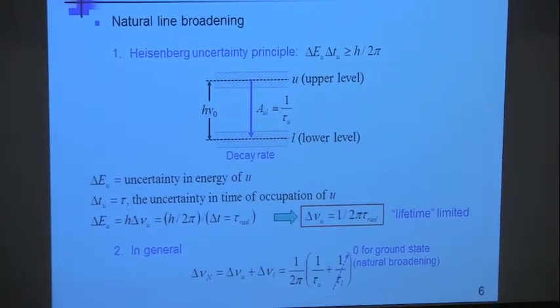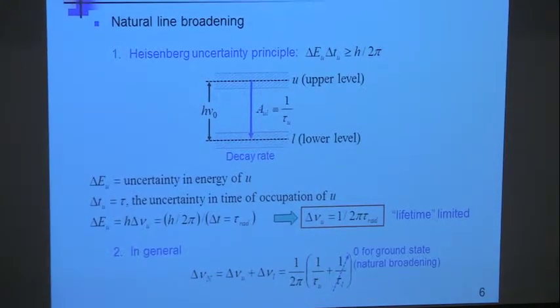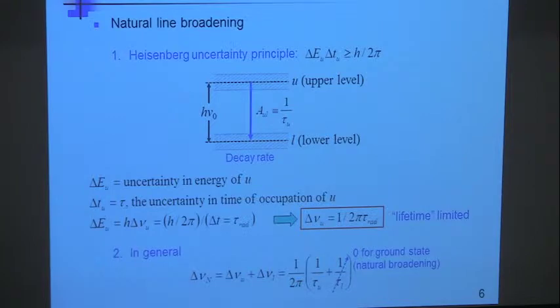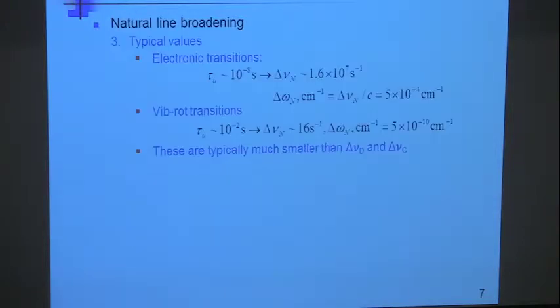In general, there's a combination of contributions to this effect, and we have to take into account the fuzziness of both the lower and the upper. So now the combined effect of the fuzziness in upper and lower would be 1 over 2 pi times the sum of the 1 over taus. If the lower state is a ground state, there's no fuzziness there. That's the way to think about the fuzziness of these lines for lifetime limit.